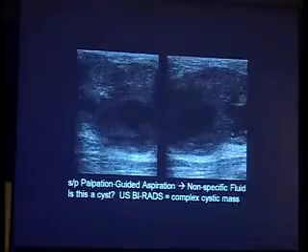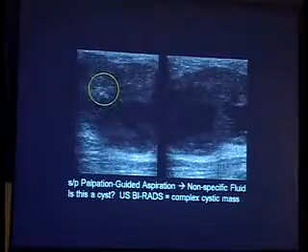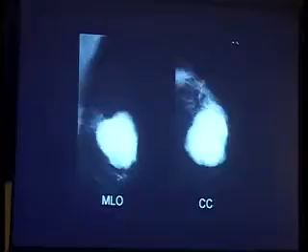The older BI-RADS will say complex mass, okay? But the new BI-RADS now says this is a complex cystic mass. What's this? Calcifications. So this is a mammogram.